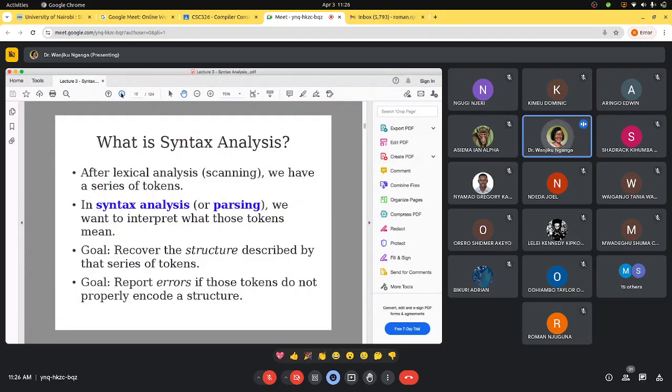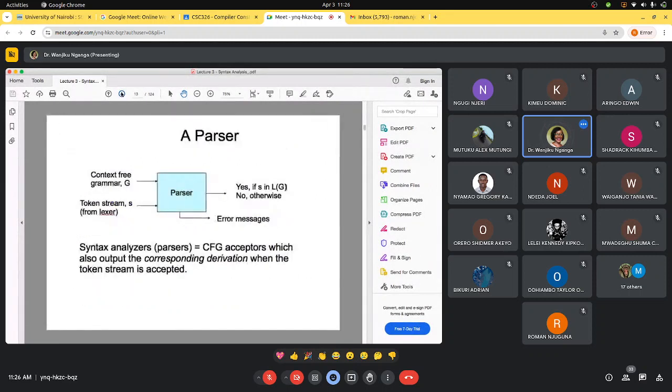So this will be your next task. Once you're done with your scanner, the next thing is to build the syntax analyzer. So you need to start now really listening to what the task of syntax analysis looks like, what the goals are, and you start figuring out how you then interface from your scanner to process the tokens as they come in.